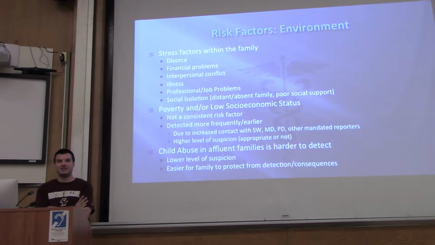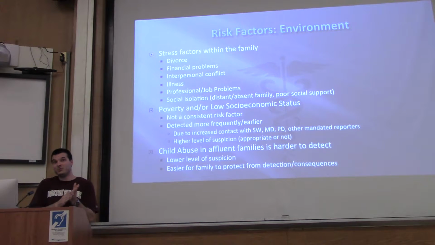It's just detected more frequently, and it's usually detected earlier because we all have our index of suspicion with impoverished children. Oh, is there abuse? Whether it's just stereotypes or we're more on guard for it. So we have a higher index of suspicion and thus start workups a little quicker, a little earlier than in other people.